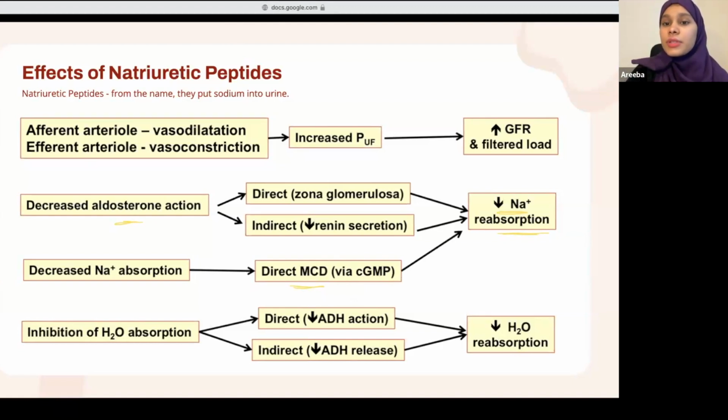Lastly, these natriuretic peptides will inhibit the water reabsorption, and that too can have two effects. Basically, either they're going to directly inhibit the ADH action, or they're going to inhibit the release. So they're going to interfere with the release, and then you're not going to have ADH, or they will just directly antagonize the ADH, and it cannot act and reabsorb water. Okay.